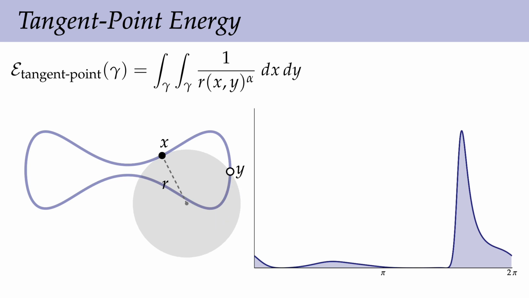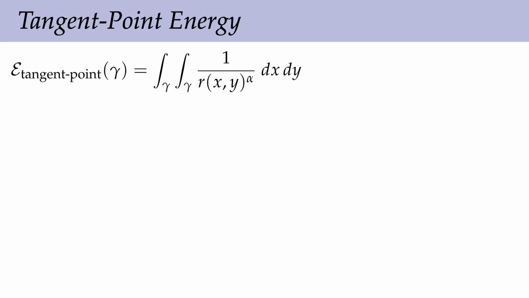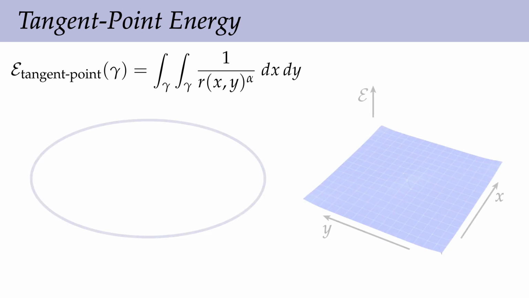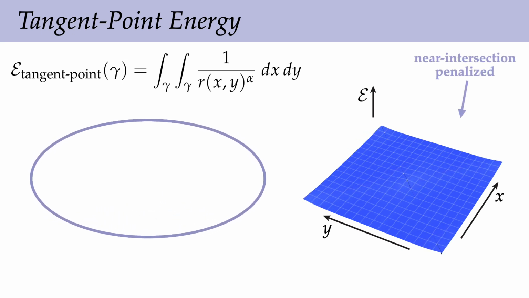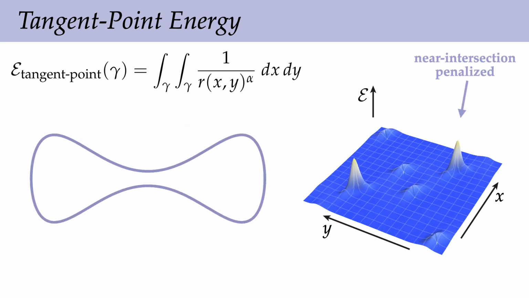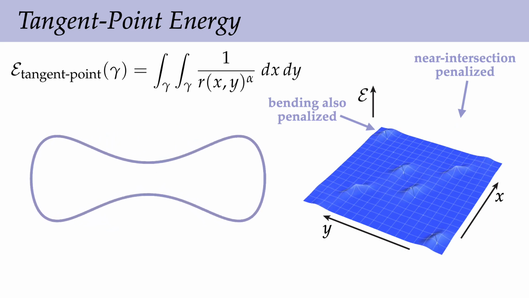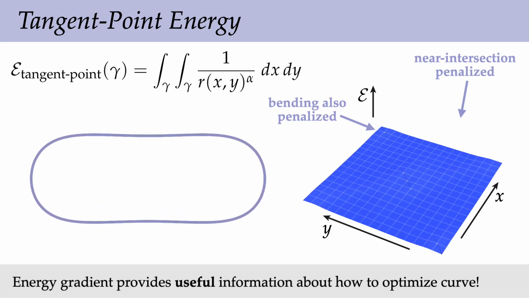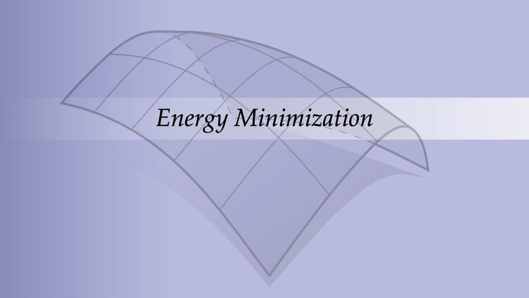So as y goes around the curve, the energy remains small as we approach x, we ignore the immediate neighbors, and it only gets big at spots where we're close to self-intersection. Likewise, if we plot the energy for all points x and y, we can see that all of our attention is now focused on points where either we approach this self-intersection or where we start to develop sharp corners. And so the corresponding forces, in other words, the energy gradient, now provide some actually useful information about how to improve the curve and avoid self-intersections.